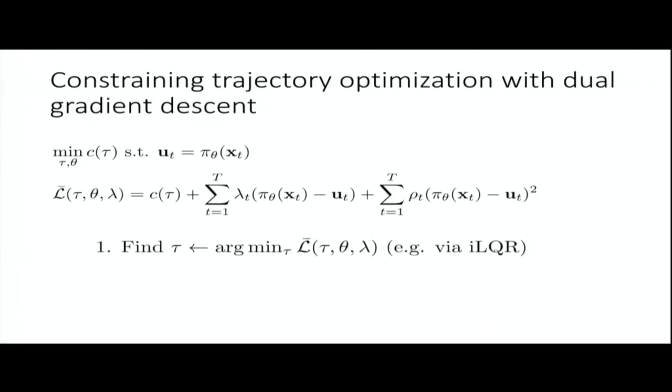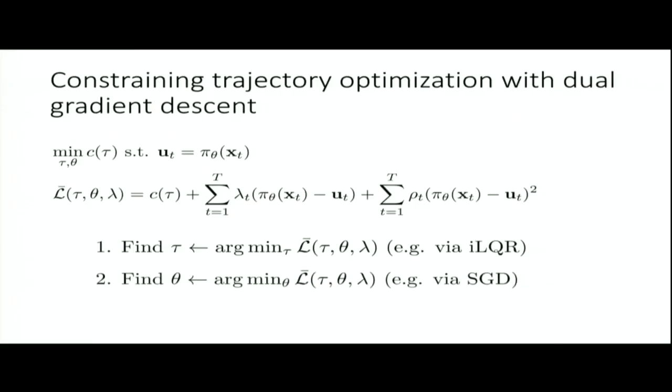And our algorithm, just like the dual gradient descent on the previous slide, minimizes the Lagrangian with respect to the primal, which you can do using your favorite planning or trajectory optimization algorithm. For example, you can use ILQR if you'd like. Now instead of using it to minimize the original cost, you use it to minimize the augmented Lagrangian, which just gives you a slightly different cost. It's a slightly different cost that now contains the policy inside the cost in the form of this term and this term. So that's just a trajectory optimization problem.